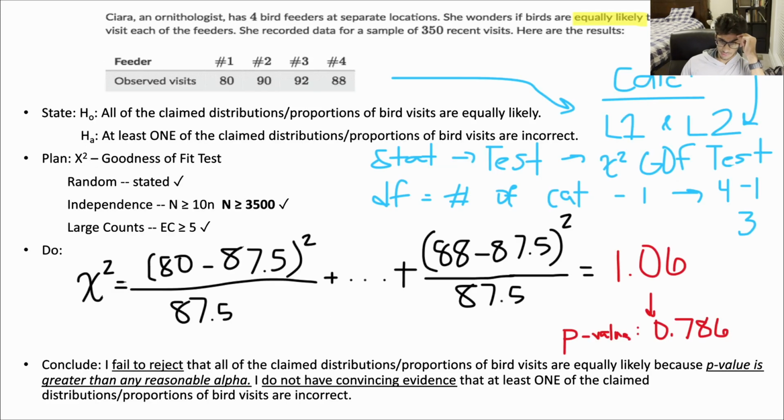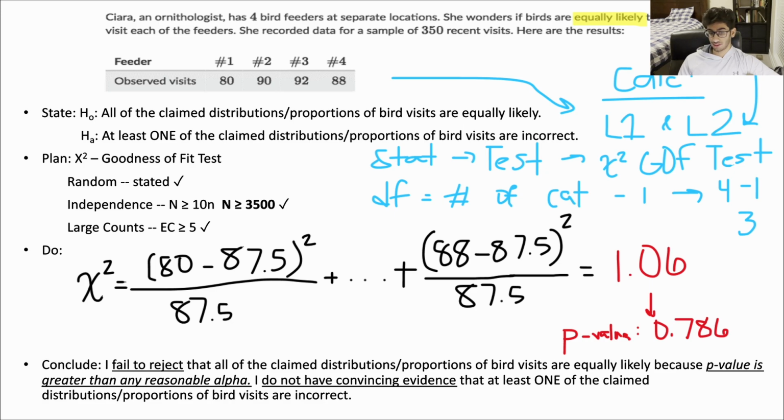So here's an example. You can read the question, but the keyword here is equally likely. Also, if you look at the chart, there's only one row with numbers. Those are two indicators that tell you it's goodness of fit. In context, the null hypothesis is that all the claimed distributions and proportions of bird visits are equally likely. We're using bird visits because that's what the problem is talking about, so that's what it is in context. And the alternative is that the proportions, or at least one of them, are incorrect. Okay, so for the plan, I named it, and all the conditions checked out.